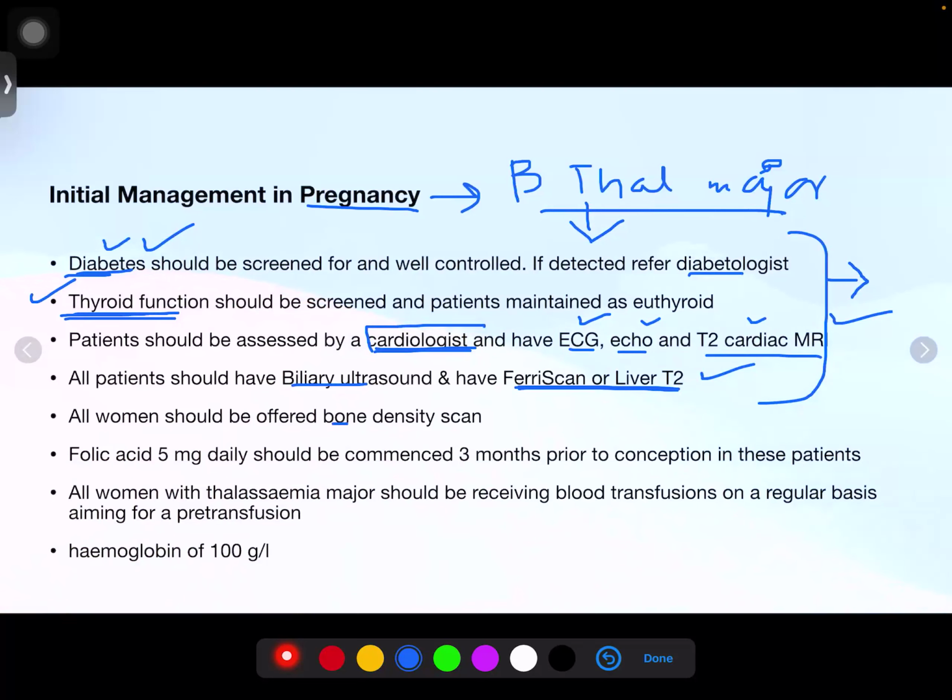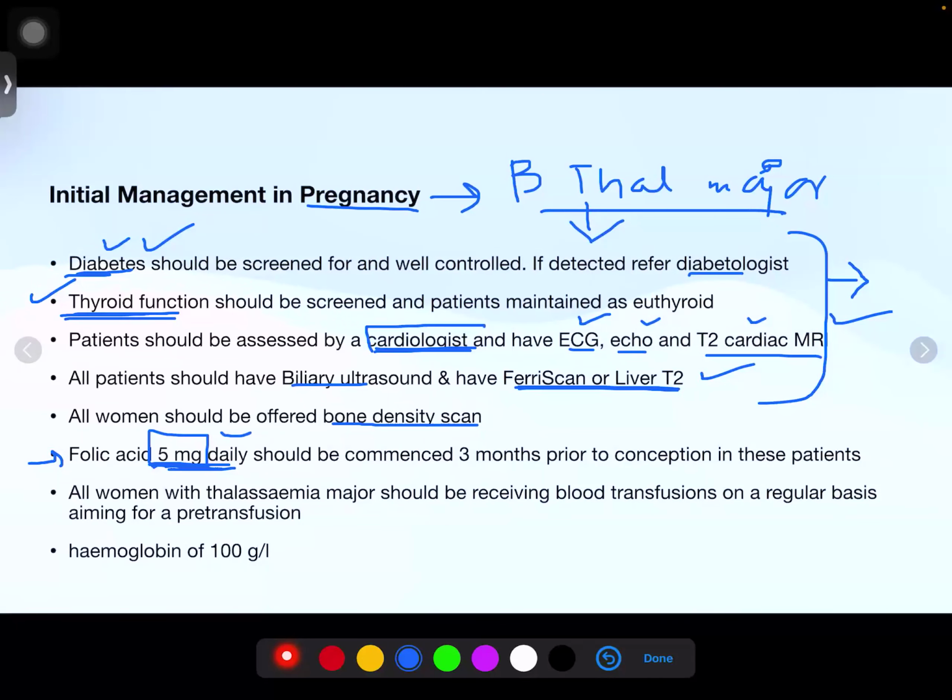So all women should be offered bone density scan as well. Now the folic acid, 5 milligrams daily. Now this is a high dose folic acid, 5 milligrams daily, because they are at risk of anemia, and also in the hemolytic anemias like sickle cell disease, there you would also be giving the folic acid in 5 milligrams. Milligrams is very high dose. Usually the normal pregnancy folic acid dose is actually 400 micrograms.